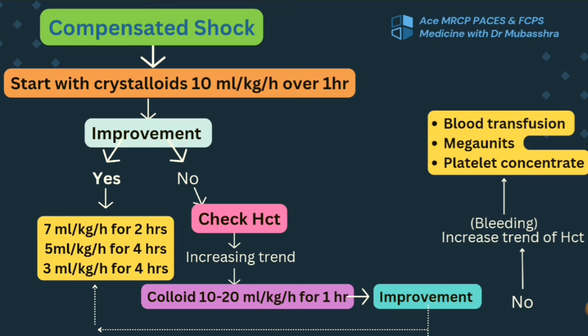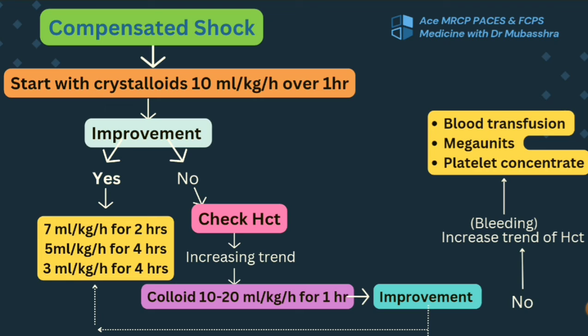However, if there is no improvement with initial crystalloids, then we will check hematocrit. If it is showing an increasing trend, then we shift to colloids at 10 to 20 ml per kg per hour for 1 hour. If there is improvement, then again the same strategy as with the crystalloids.